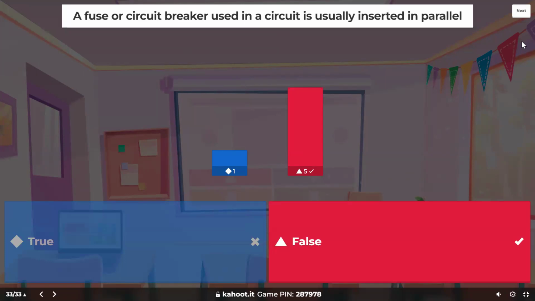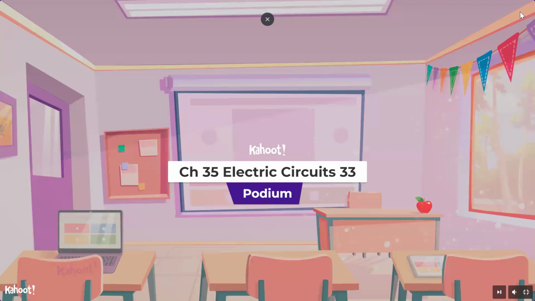Correct. False. Yeah, it has to be in series, right? If it was in parallel, it'd be pointless because the current would just flow a different path. Yeah, it has to be in series. Series is the answer.